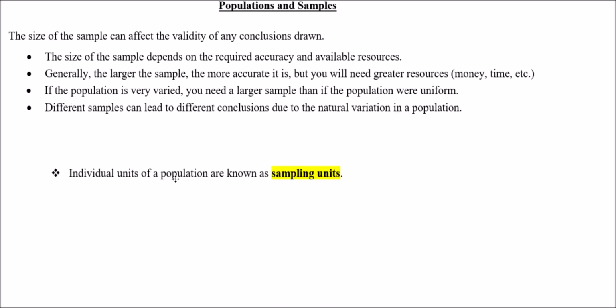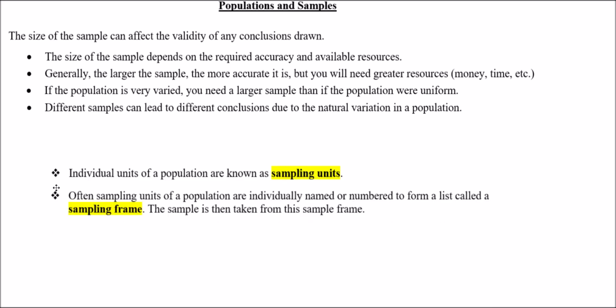Individual units of a population are called sampling units. Often sampling units of a population are individually named or numbered to make a list, and that list is called a sampling frame. The sample is then taken from the sampling frame. So the sampling frame essentially just translates the raw data into something usable, which can then be sampled.